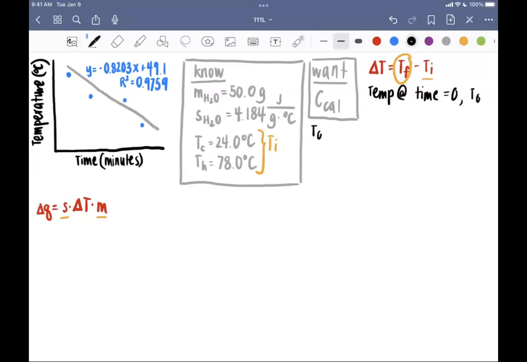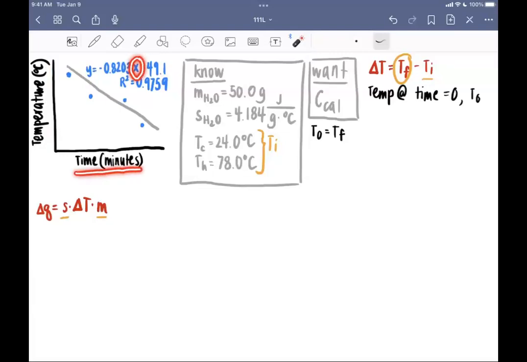This T sub 0 is going to be your final temperature. And we can determine this from the equation of the line, where we know that the y-axis is representing the temperatures that you monitored. The x-axis values represent time.